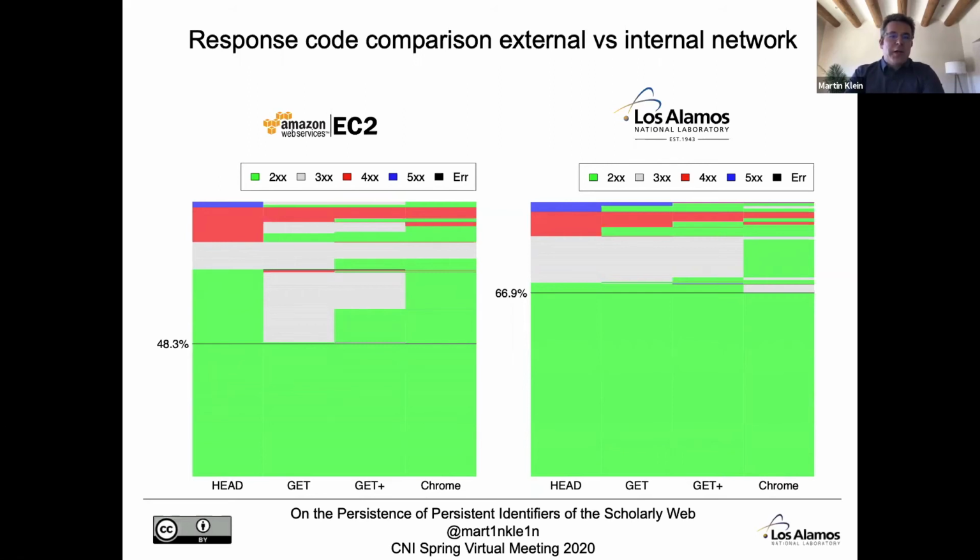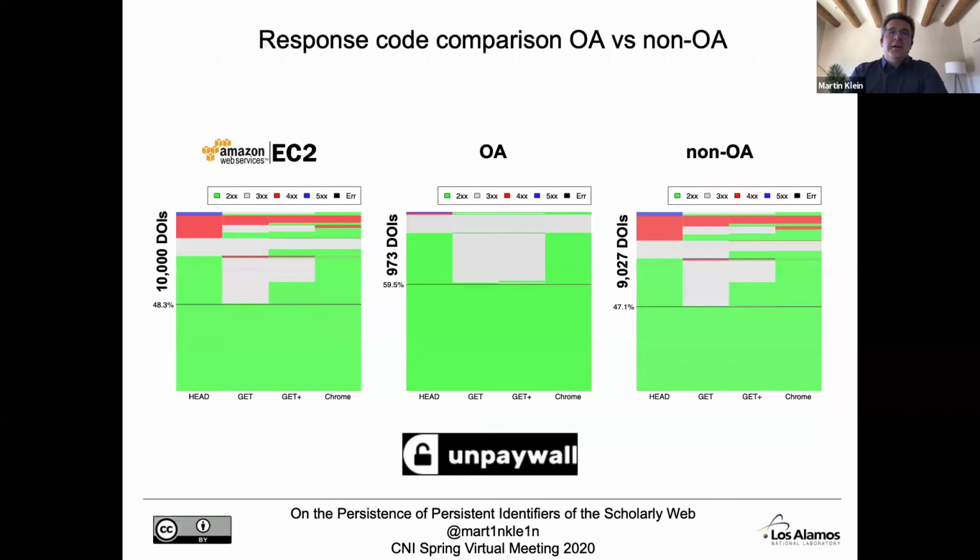Now we ask ourselves, could there be a difference between resources that are open access versus resources that are not open access? So we looked at our external experiment here on the left-hand side and ran all these DOIs against the Unpaywall API in order to identify DOIs that identify open access resources versus those that don't. The fraction of DOIs for open access resources is depicted here in the center and for non-open access on the far right. And in comparison, the overall results for the external network are depicted on the left.